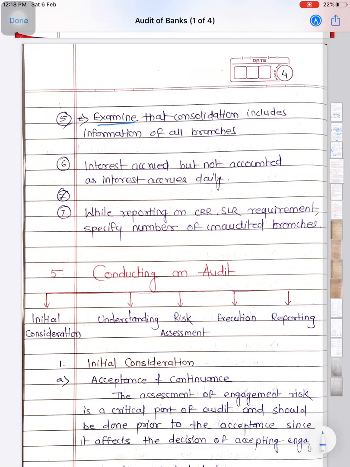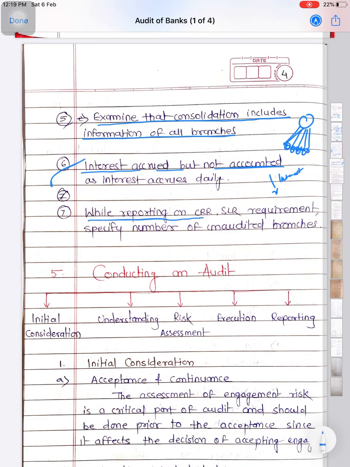Examine that the consolidation includes information of all branches. Wherever consolidation is prepared, the totals will match with the individual ones, so check whether it includes the information of all branches or not. Interest accrued but not accounted. Interest as it is I am payable, so up to that date whatever interest on deposits accrues which I am payable to the customers, I will have to check whether it is taken or not.